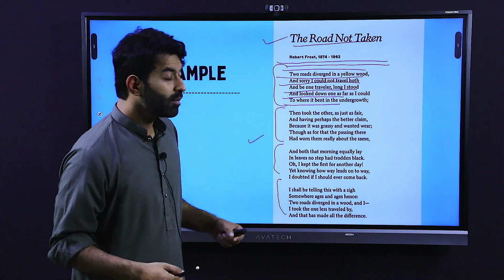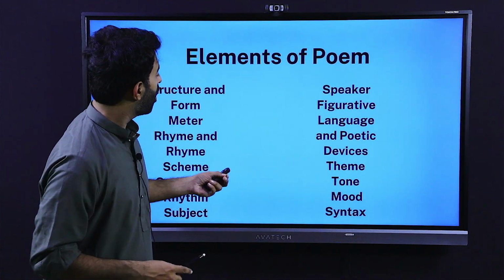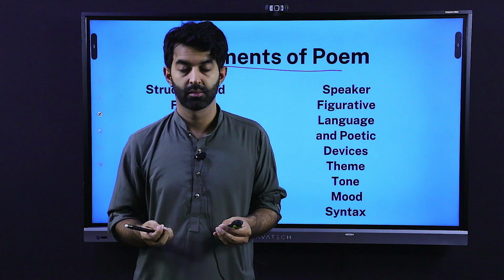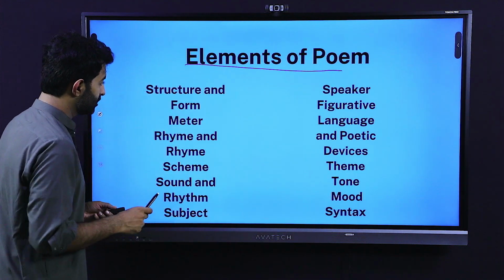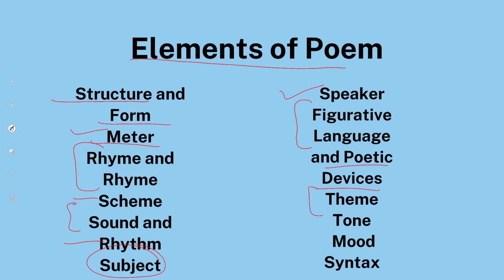Now, there are certain more things that I need you to understand, students. Let's look at them. All these elements, when they come together, they make a poem. Now let's see what they are. There is a structure of the poem, form, there is a meter, rhyme and rhyme scheme, sound and rhythm. There is a subject in the poem, a speaker, figurative language, poetic devices, theme, tone, mood, and syntax of the poem. So all these elements, these components, come together and make a poem.